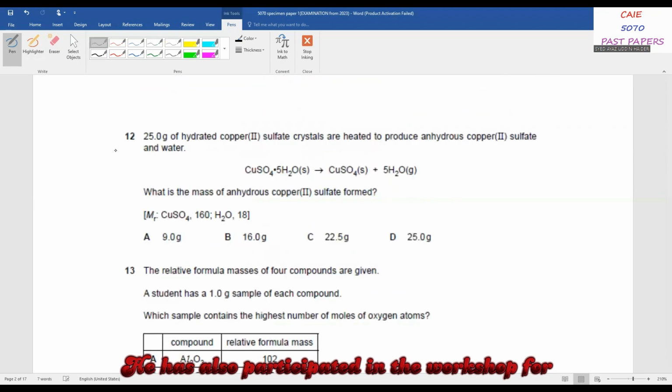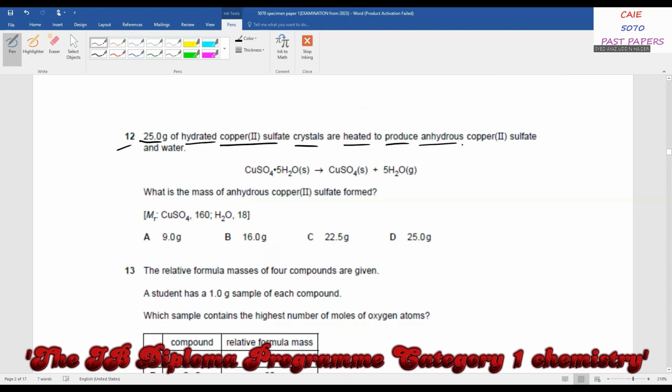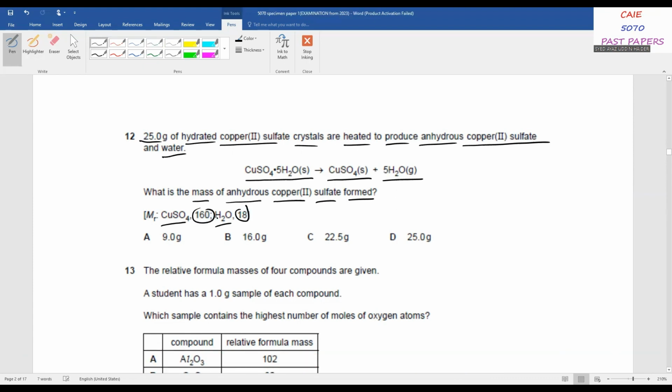Number 12. 25 grams of hydrated copper 2 sulfate crystals are heated to produce anhydrous copper 2 sulfate and water. CuSO4.5H2O solid gives CuSO4 solid plus 5H2O. What is the mass of anhydrous copper 2 sulfate formed? MR of CuSO4 and H2O is provided. So I'm writing the equation here on the right hand side.